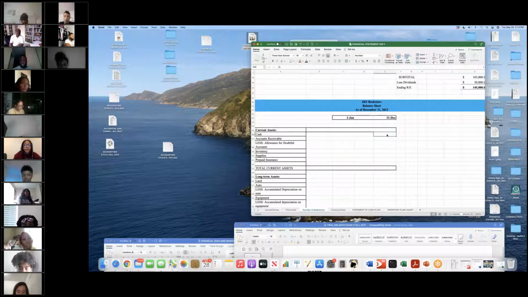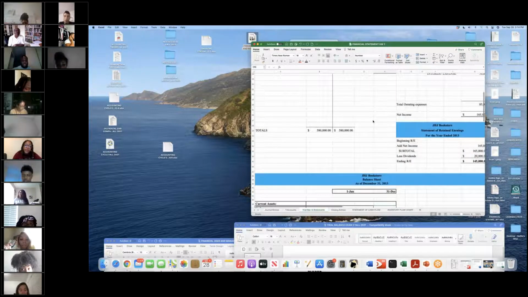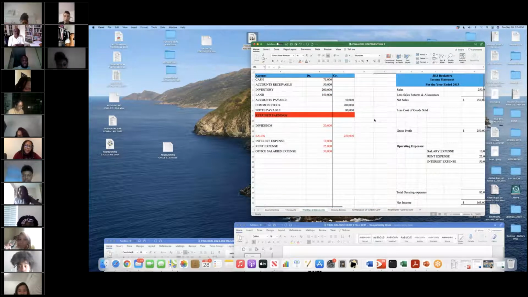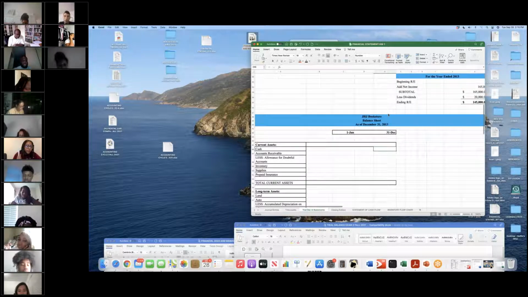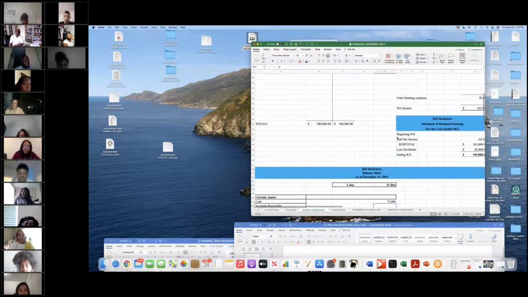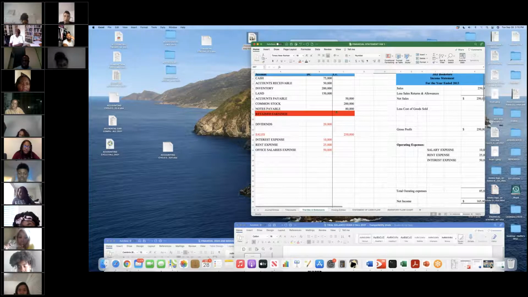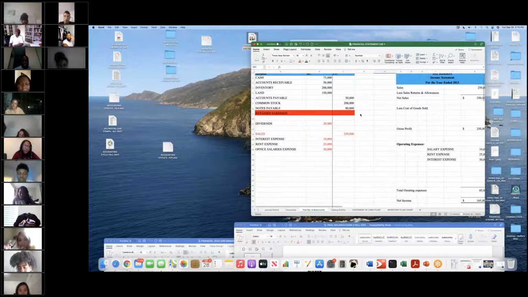What am I going to put? 75,000. Whatever's in the cash account, we're going to put here. And then what's going to go right here? 50,000. The receivables amount, 50,000.